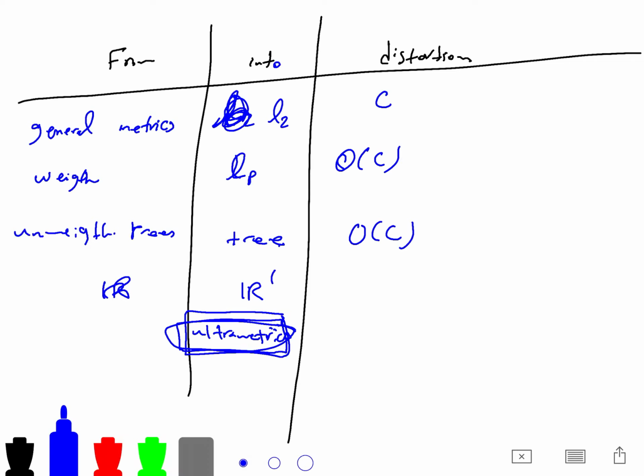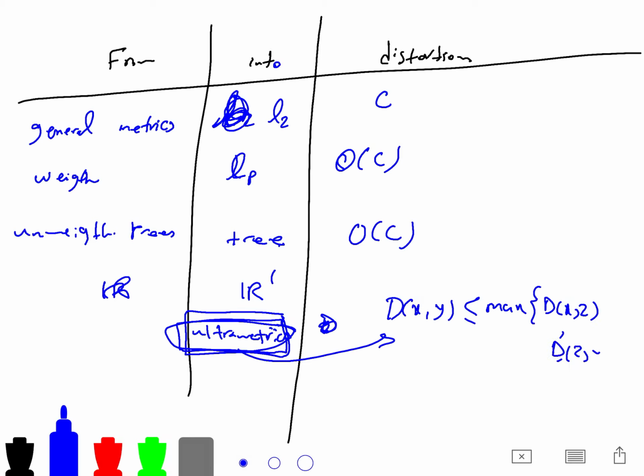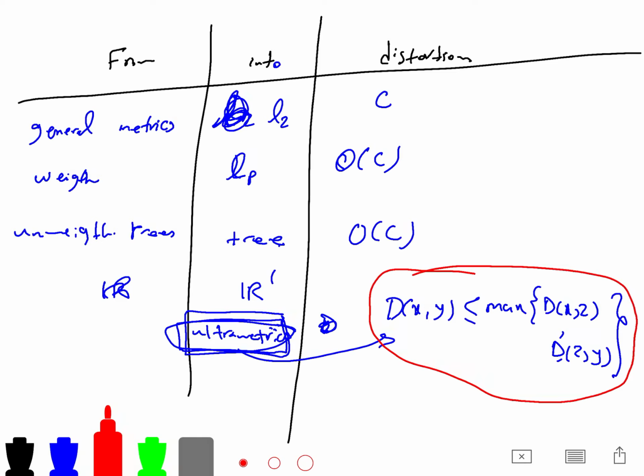For example, we can have a distortion, and in ultrametrics, instead of the triangular inequality, we have something else. The distance between x and y is less than the maximum of the distance between x and z and the distance between z and y. In the triangular inequality, we had something, and now it is replaced by this.